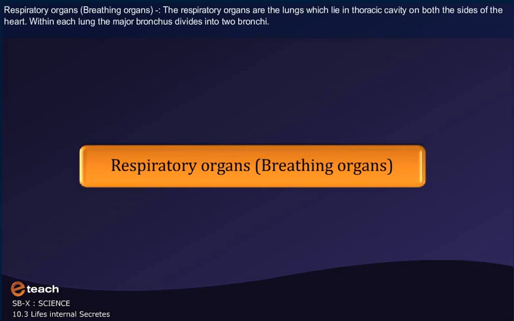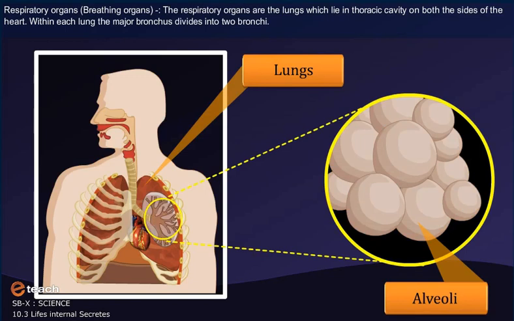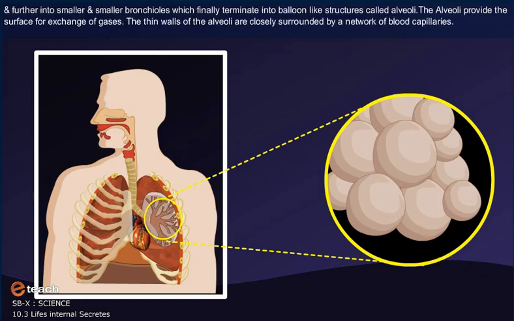Respiratory organs or breathing organs. The respiratory organs are the lungs, which lie in the thoracic cavity on both sides of the heart. Within each lung, the major bronchus divides into two bronchi and further into smaller and smaller bronchioles, which finally terminate into balloon-like structures called alveoli. The alveoli provide the surface for exchange of gases. The thin walls of the alveoli are closely surrounded by a network of blood capillaries.